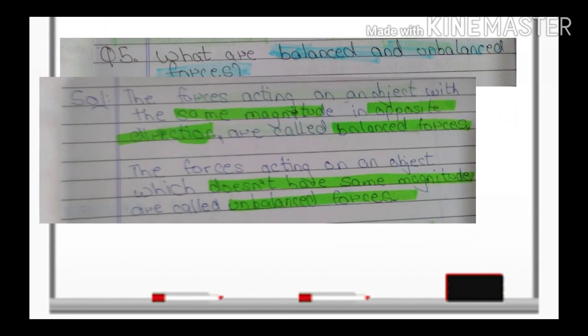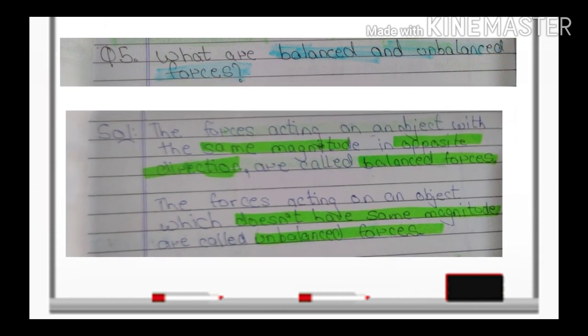Here comes the answer. The forces acting on an object with the same magnitude in opposite direction are called balanced forces. If you see properly, there are 3 to 4 keywords which lead us to the answer. That is same magnitude. They should have same magnitude. They should be in opposite direction, and they are called balanced forces. These keywords will always help you to find the answer. So always remember the keywords. They are like key to success.